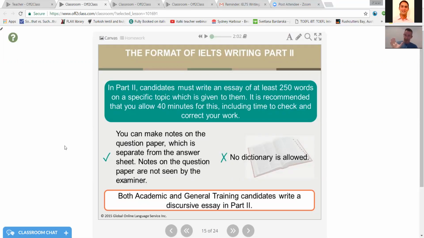So within that 40 minutes, make sure you're getting your student to put time aside to plan and build the mind map or whatever it is that you prefer, but there has to be some planning that goes in. Students already know, but I always repeat that no dictionary is allowed, so there's no help there.